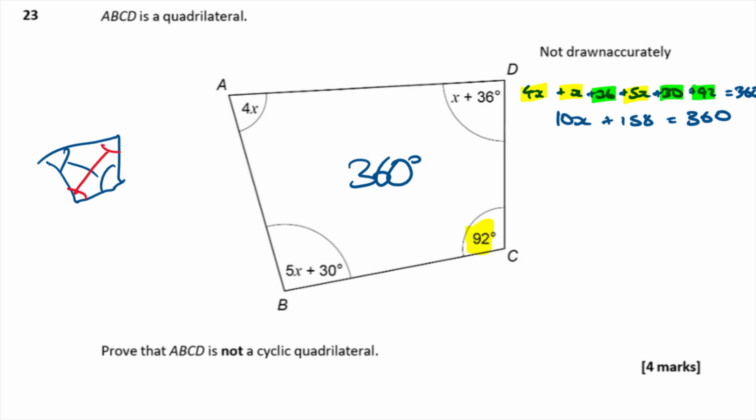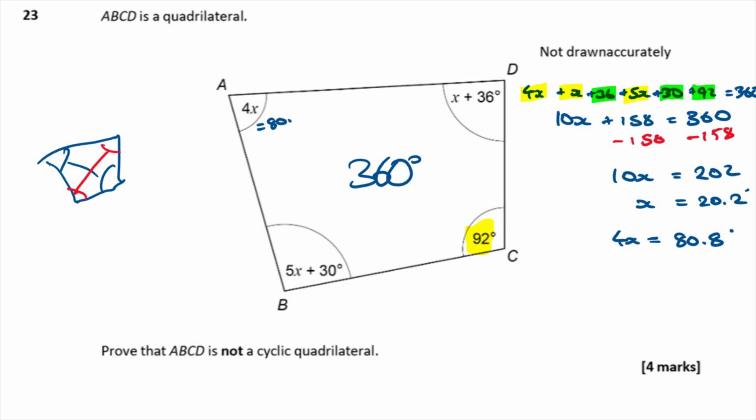Taking 158 away from both sides, what's that give me? So it's going to be 10x on this side. 360 minus 158, that is going to be 202, isn't it? And so x then is 20.2, I suppose, degrees, 20.2. Okay, so given that x is 20.2, then 4x is going to be 4 lots of that. That's going to be 80.8 then, isn't it? Okay, so this one up here is 80.8.